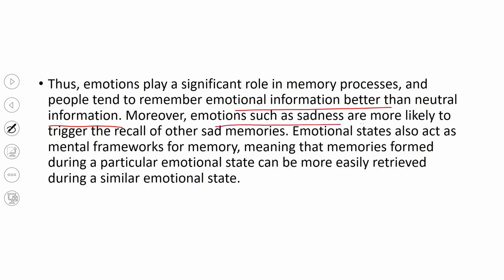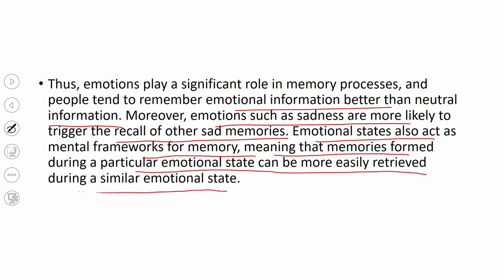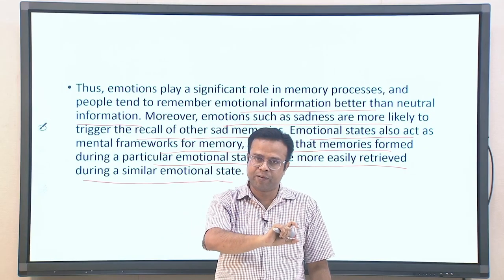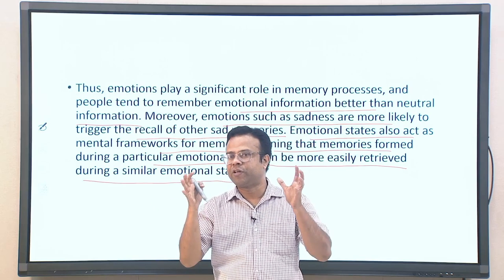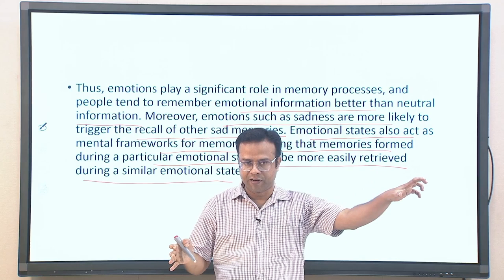Emotions such as sadness are more likely to trigger the recall of other sad memories. So, that is mood congruent memory. If you experience some emotions, similar emotional content will be remembered. Emotional state also acts as a mental framework for memory, meaning that memories formed during a particular emotional state can be more easily retrieved during a similar emotional state. So, the retrieval of emotion could also depend on in what emotional state it was encoded. So, encoded emotion and retrieval emotion correspond with each other. These are some of the important points in summarized form of what we have discussed till now.